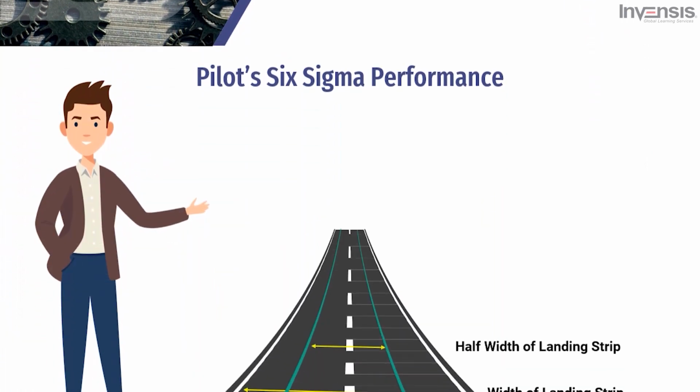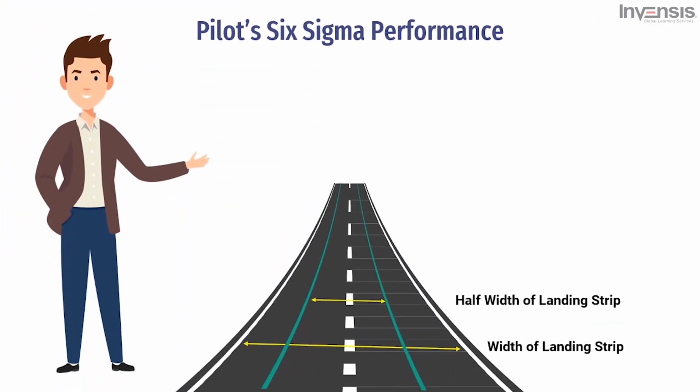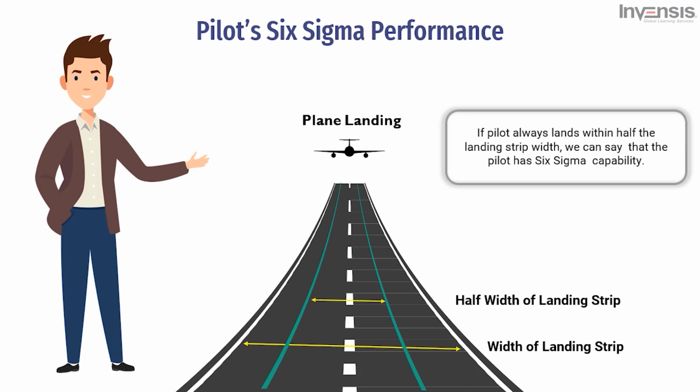Let's take an example of a plane landing on the landing strip. So here I have a plane, which is landing on the strip. A strip has a width. What the pilot has to do is, land the plane at the center of the strip. Because if the plane lands on one side, there is a chance of the plane crashing. So the target for the pilot is to land exactly at the center.